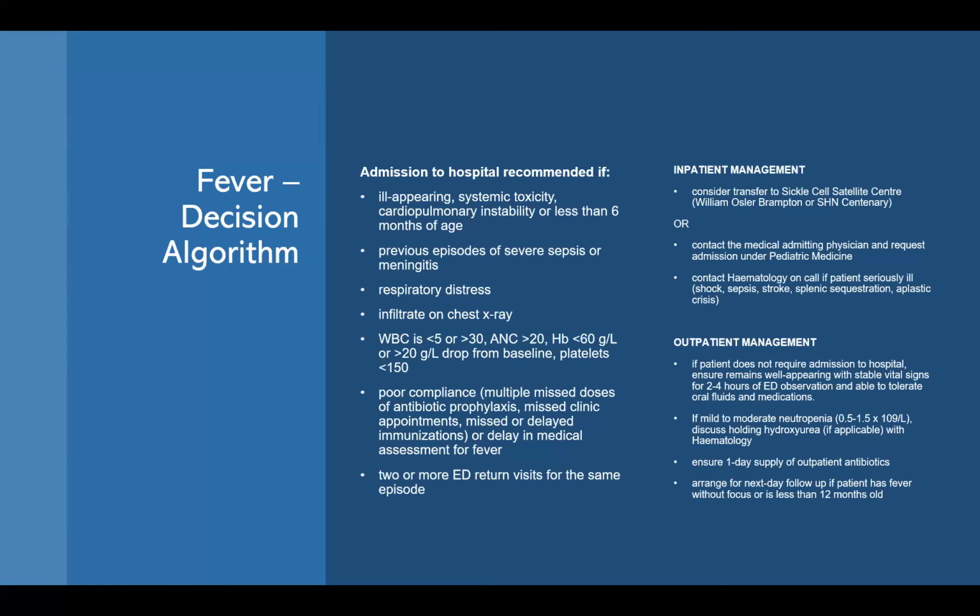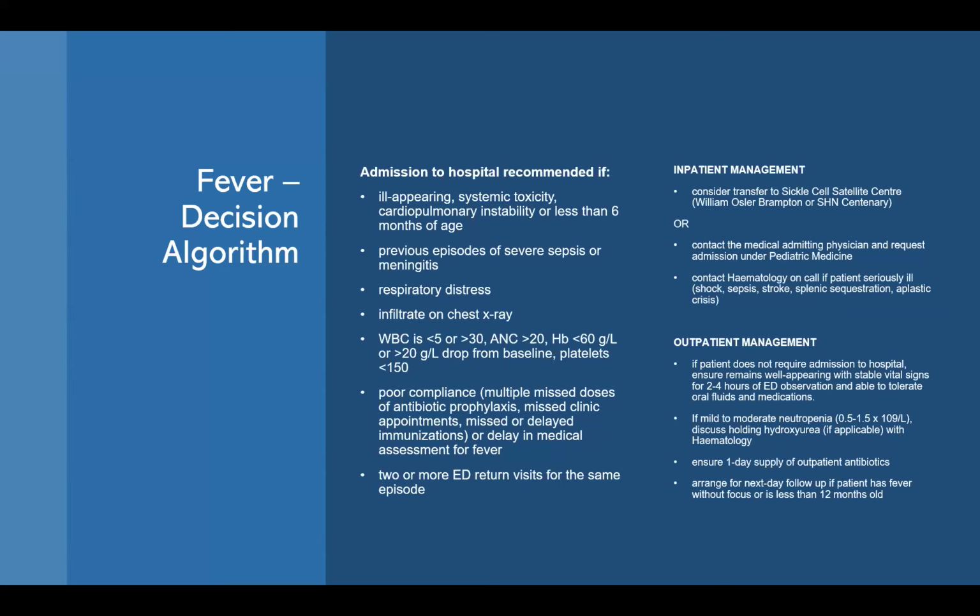So when do we admit a patient with fever? There's quite a few different types of criteria to think about. One would be if they're ill appearing or looking toxic, if they've had previous episodes of severe sepsis or meningitis, any signs of respiratory distress, changes on chest x-ray or blood work, if they've had poor compliance with their antibiotic prophylaxis, if they've missed clinic appointments or they've had missed or delayed immunizations, that's also a reason to admit them. And another reason would be if there are 2 or more emergency room return visits for the same episode of fever.